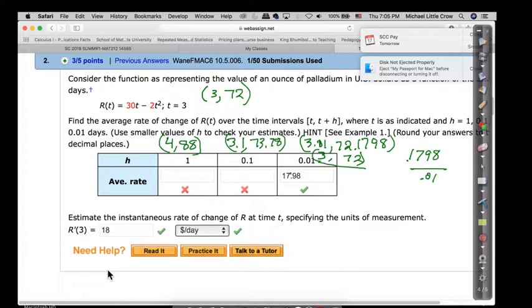Of course, teachers always say that, right? So far, so good? So if you got that part down, you're really good to go.